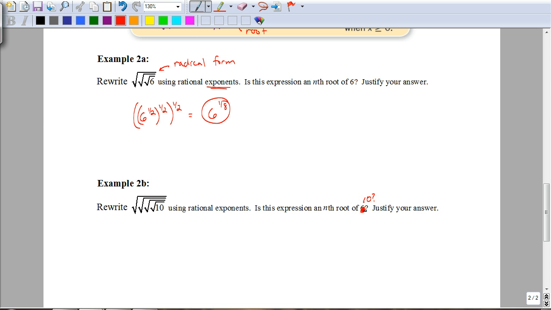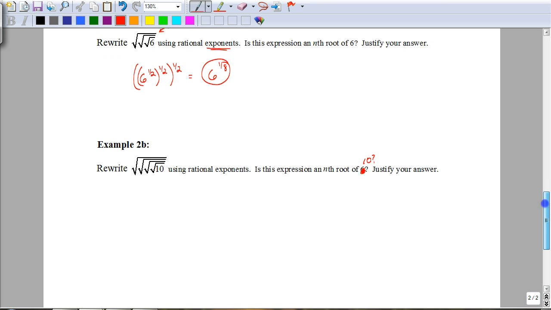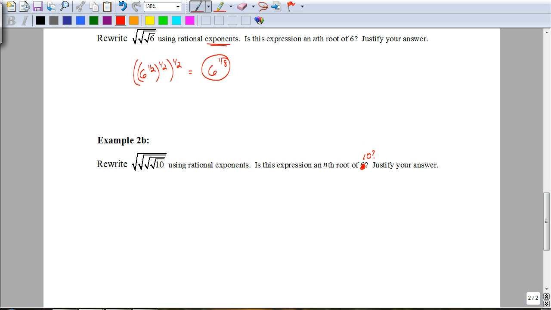Okay, why don't you guys work on this next one and figure out what this would end up being using rational exponents. So pause the video and then hit play when you're ready to go. Okay, what you should have gotten here, to write it out the long way, you'd say it's 10 to the 1/2 power. Again, that represents just that first root. The 1/2 power represents now those first two roots.